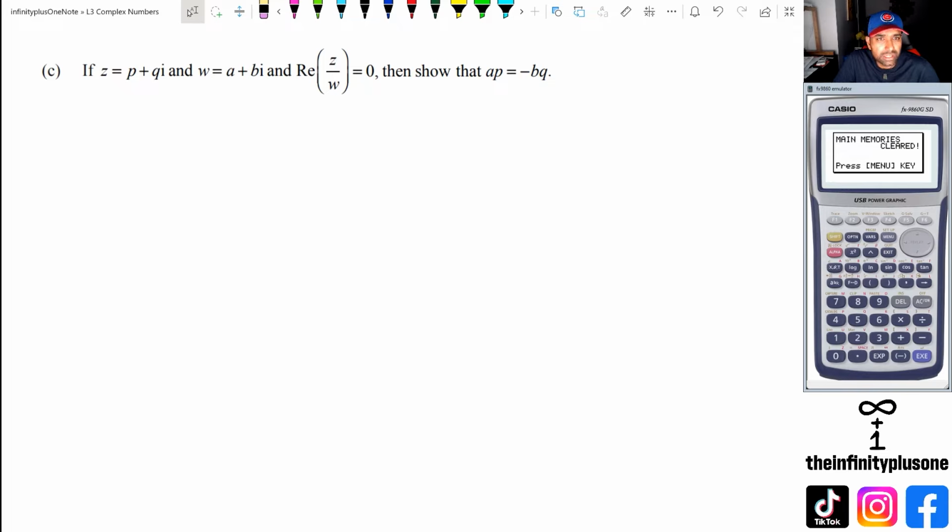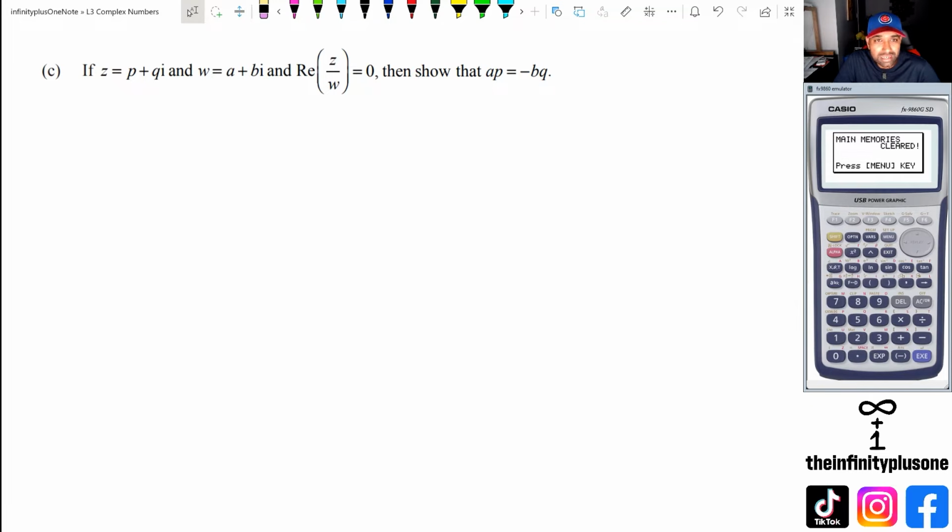Alright, so the next question, we've got two complex numbers, z and w, and it basically says that if the real part of z divided by w equals 0, then show that ap equals minus bq. Now, there's a part of me that's thinking this probably, I don't know, 10 years ago would have been in the excellence area, but hey, here we go, merit question it is.